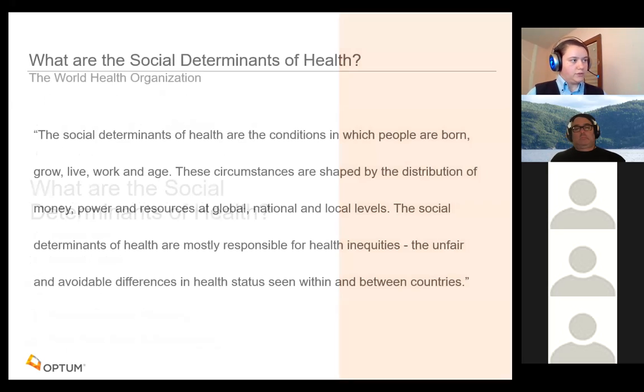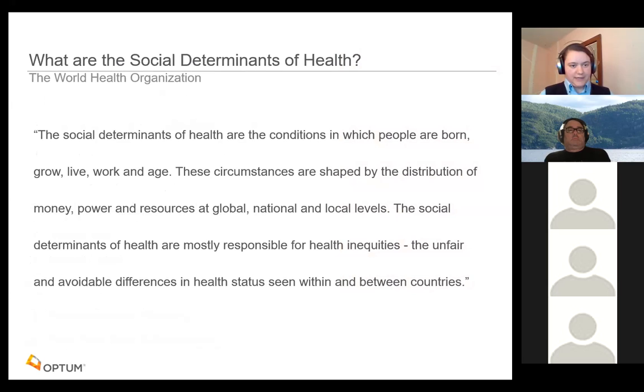What are the social determinants of health? The World Health Organization has defined them as the conditions in which people are born, grow, live, work, and age. These circumstances are shaped by the distribution of money, power, and resources at global, national, and local levels. The social determinants of health are mostly responsible for health inequities, the unfair and avoidable differences in health status seen within and between countries.